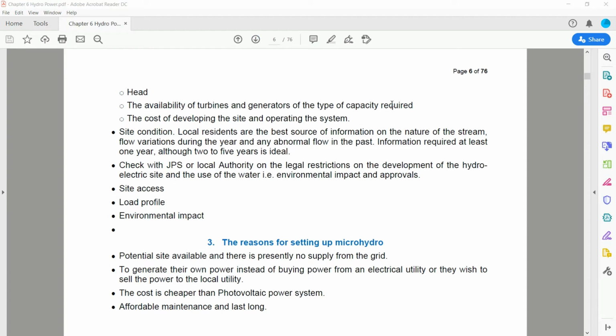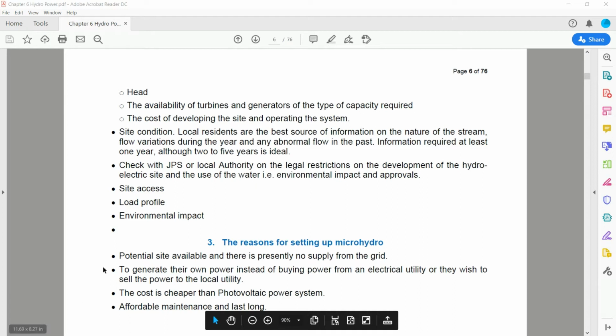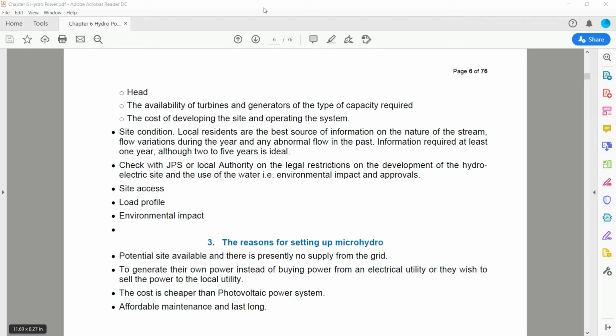Okay, number 3, the reasons for setting up microhydro. Number 1, a potential site is available and there is presently no supply from the grid. Number 2, to generate their own power instead of buying power from the electrical utility, or they wish to sell the power to the utility. The cost is cheaper than a photovoltaic power system, and lastly, affordable maintenance and it lasts long.